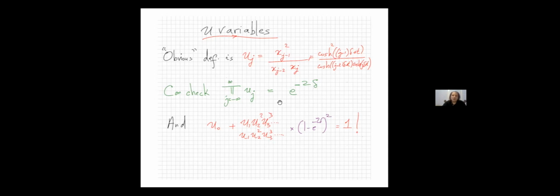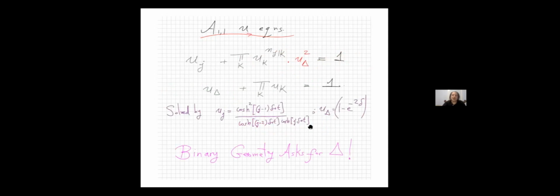You can compute this big product, but you find that the formula is not correct, that U naught plus the product of all these guys is equal to 1. But it becomes correct if you multiply this product by 1 minus e to the negative 2 delta, all squared. So that's interesting. That motivates us to define this object, 1 minus e to the minus 2 delta. It motivates us to call that U sub delta. Okay, so we're going to call that U sub delta.